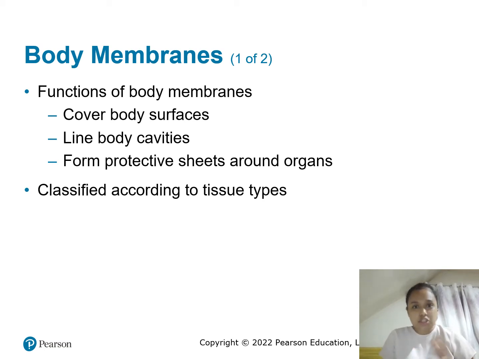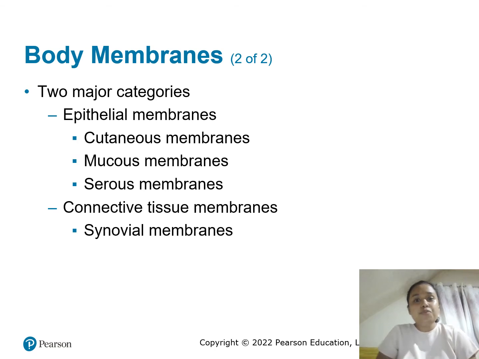So it is important that you can remember our lesson in tissues because you will apply it now on this lesson. There are two major categories of your body membranes. You have epithelial membranes and you have connective tissue membranes. For epithelial membranes, you have cutaneous, mucous, and serous membranes. And for connective tissue membranes, you have synovial membranes, which we will get to later.